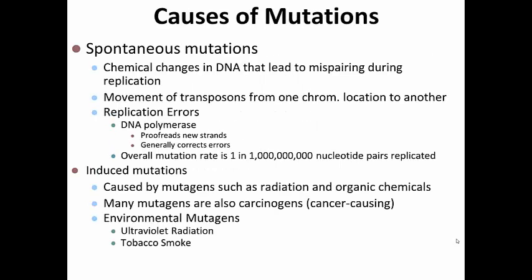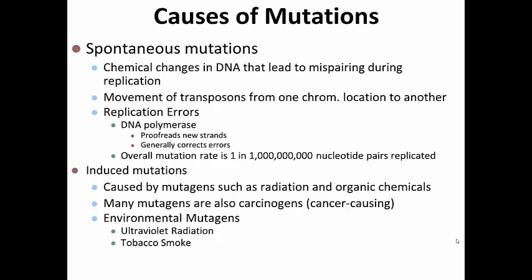Mutations do occur spontaneously, and as we've talked about in class before, the primary means by which mutations occur is a result of an error that's made by a DNA polymerase. Now, overall, the DNA polymerase is pretty good at proofreading and generally corrects errors, but the mutation rate that we observe in science overall is about 1 in a billion nucleotide pairs replicated.